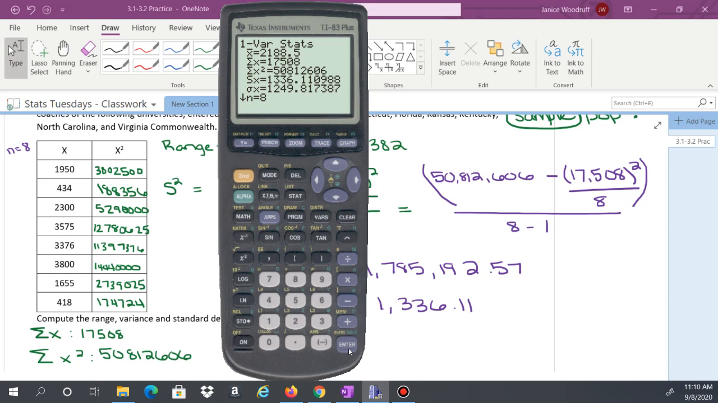Yours looks a little different. That might be because you have a TI-84, right? So let's see. All right, there's back page. This one is longer.